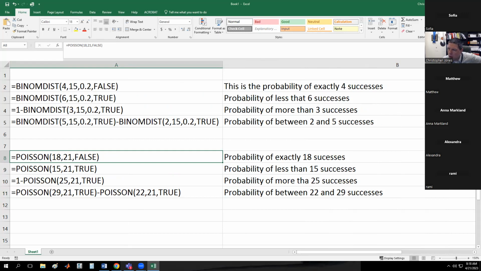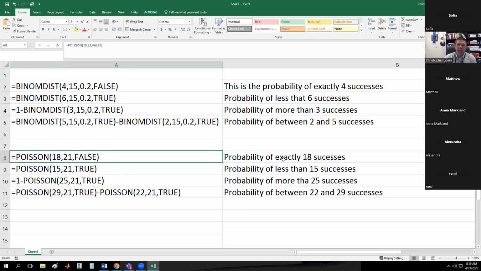Kelly, would it be true or false for the between? Okay, so it would be true for between. The only time that we use false is if we want exact. For less than, greater than, or between, we always use true for those.